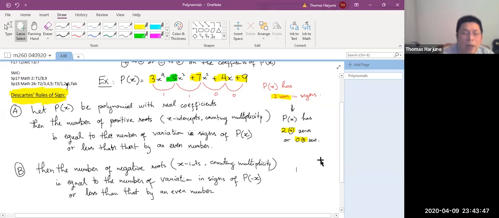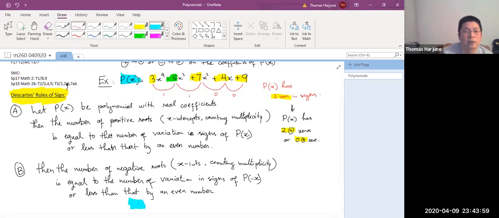Now, let's apply this part B using the example we have earlier. We have this p(x). So what is p(-x)? Now, p(-x) is basically replacing x by negative x, right?